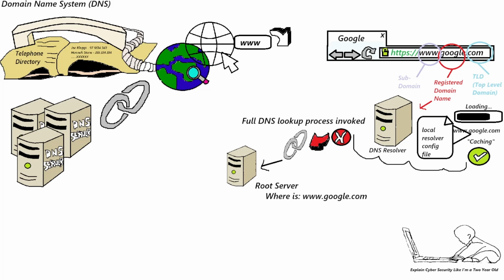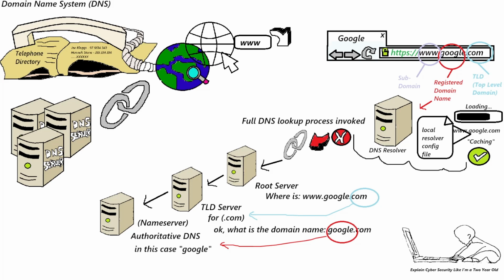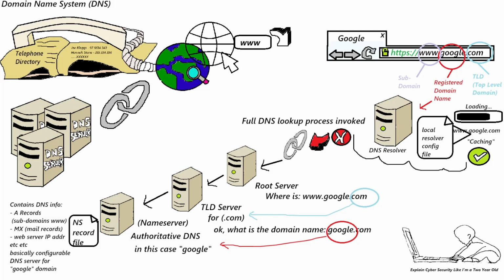If an entry does not exist in the local host cache file, then the full DNS lookup process is invoked, which starts at the global root DNS server, where the question is asked, where is www.google.com? The answer routes you to a top-level domain TLD server, which is for all the .com domains in this example, for which the answer then routes you to the server hosting Google, aka google.com, which is known as the name server or authoritative name server DNS, which has an important name server record file which is fully configurable and contains all various information about that domain, such as its mail records, the web server IP where the website is hosted, and much more.